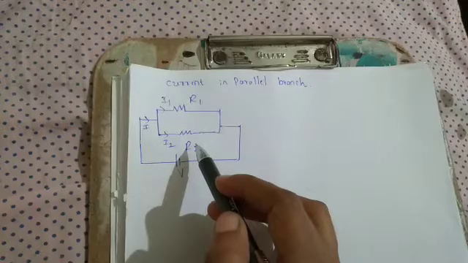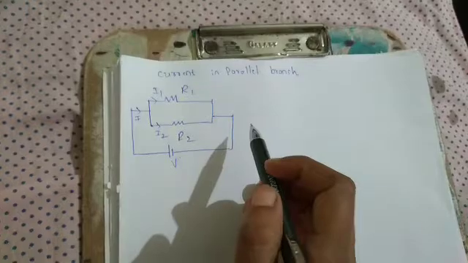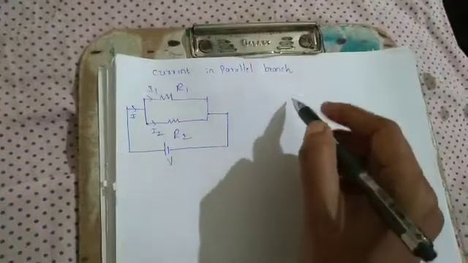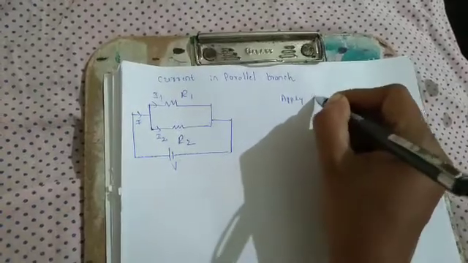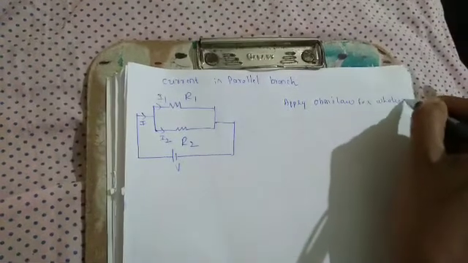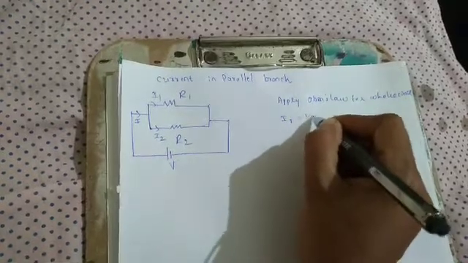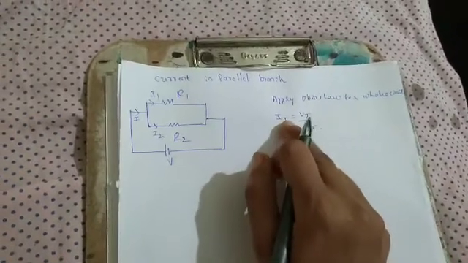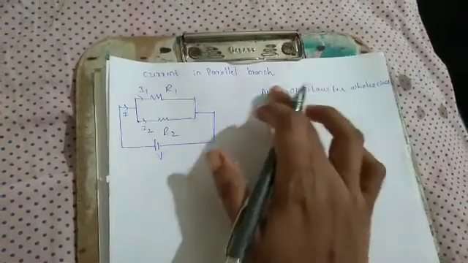If two resistances are connected in parallel, 1 by Rp is equal to 1 by R1 plus 1 by R2. Now what is the equation of I1 and I2? You can calculate; the equations come here. Then apply Ohm's law for the whole circuit, that is IT is equal to VT by RT. Here IT is the total current, VT is the total voltage, and RT is the total resistance for the whole circuit.